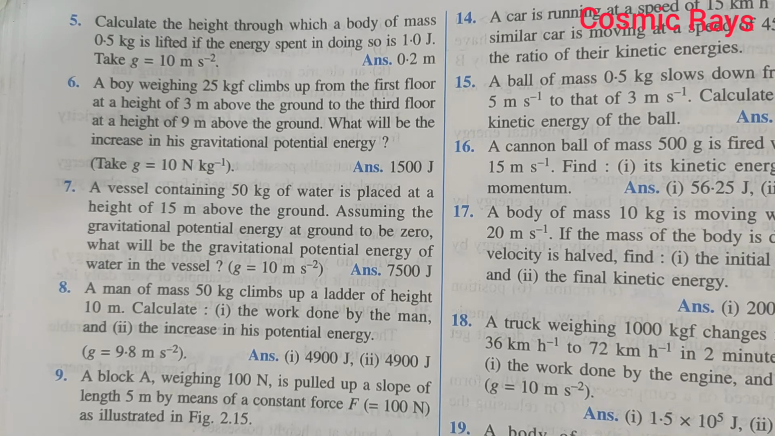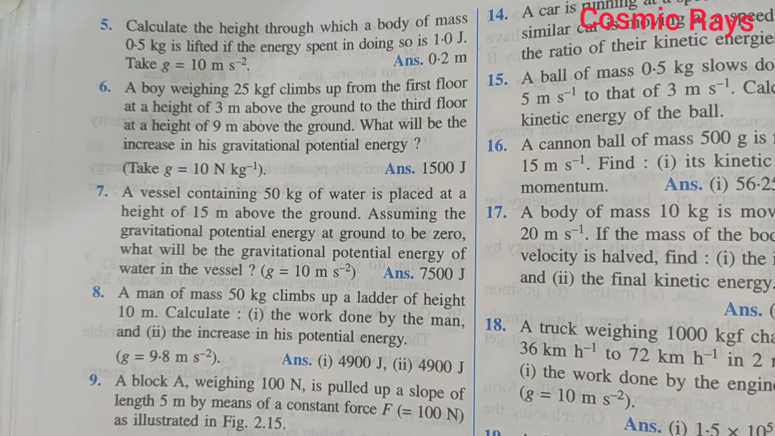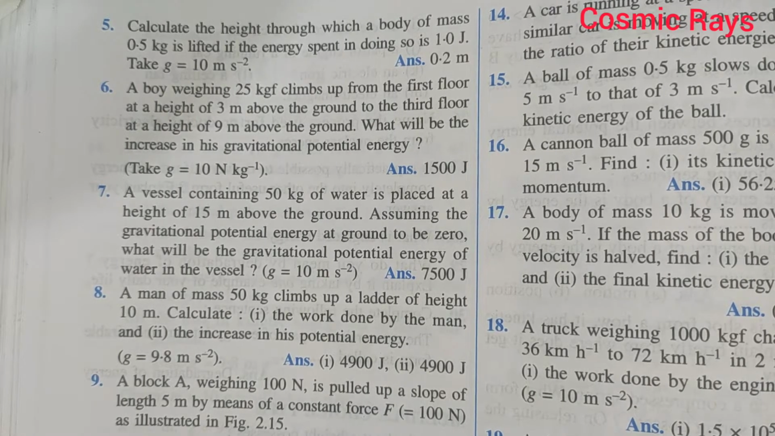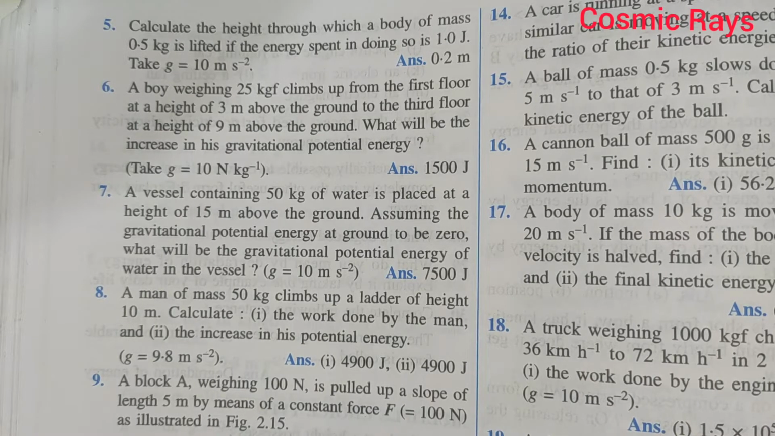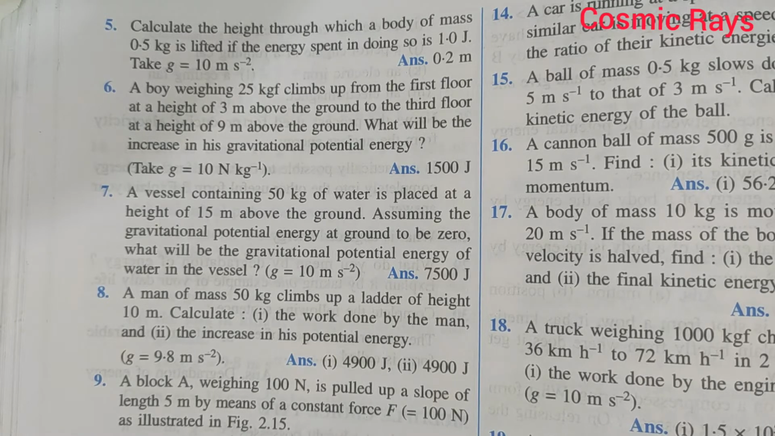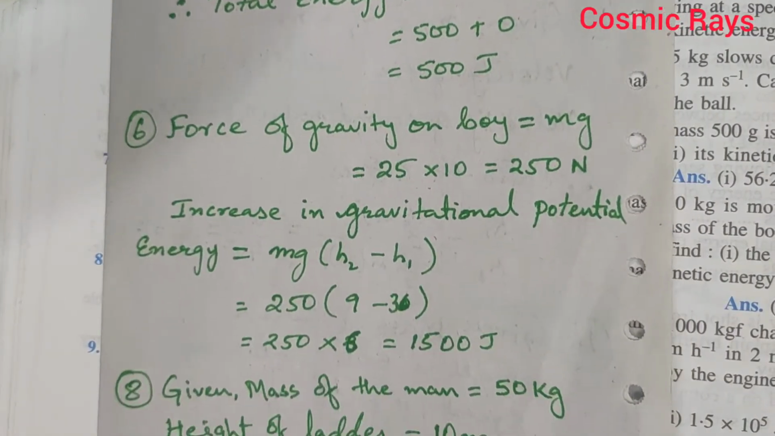Now question number 6 says a boy weighing 25 kgf climbs up the first floor at a height of 3 meter above the ground to the third floor at a height 9 meter above the ground. What will be the increase in his gravitational potential energy? Now this is again a very easy question. I have full faith that you all will be able to do it. We just have to use the formula that the gravitational potential energy is mgh. So instead of h we will be writing h2 minus h1. So you can just have a look here.